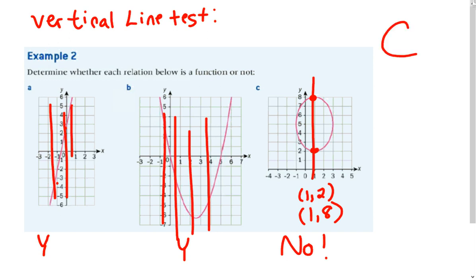Sideways parabola is a typical one to look at. It fails the vertical line test right here. It passes it right here at that sideways vertex, but it fails it there. As long as it fails it in one spot, it is not a function.